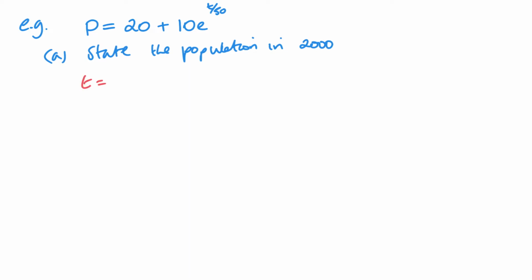So this will happen when t equals 0. So we get p equals 20 plus 10e to the power 0. So e to the power 0 is 1. So this population is going to be 30. So we're looking at 30,000.